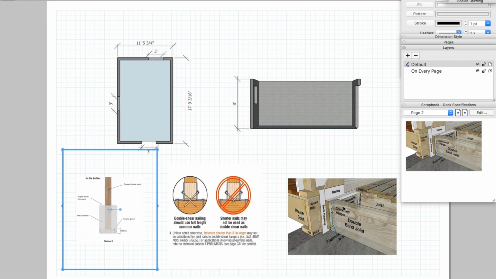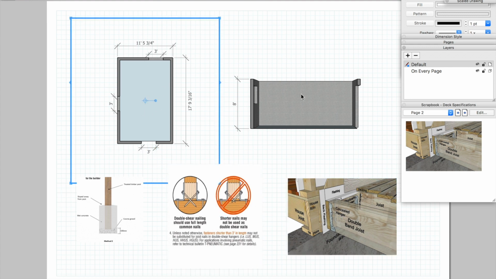So that's basically how I do it. Get your floor plans in here, get your scenes set up, and then work with Scrapbook and bring in all the detailed information. This will really save you guys a lot of time.